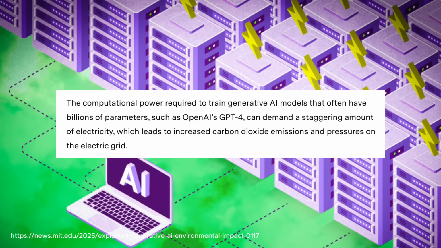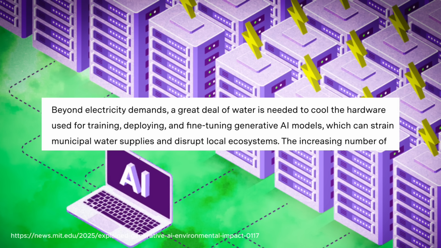According to MIT News, the computational power required to train generative AI models that often have billions of parameters, such as OpenAI's GPT-4, can demand a staggering amount of electricity, which leads to increased carbon dioxide emissions and pressures on the electric grid. Beyond electricity demands, a great deal of water is needed to cool the hardware used for training, deploying, and fine-tuning generative AI models, which can strain municipal water supplies and disrupt local ecosystems.